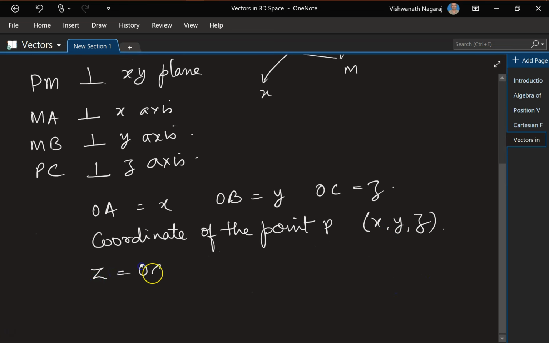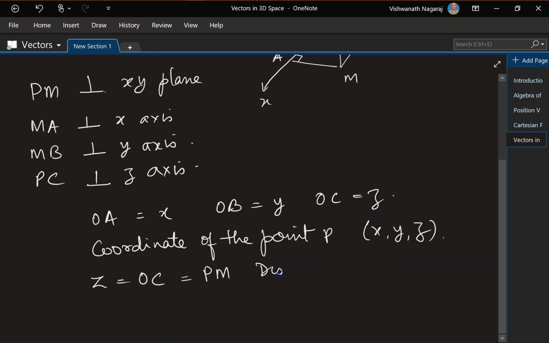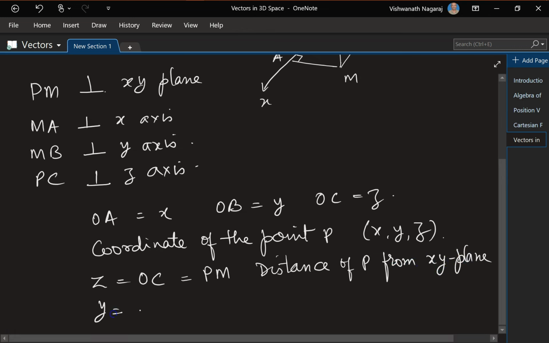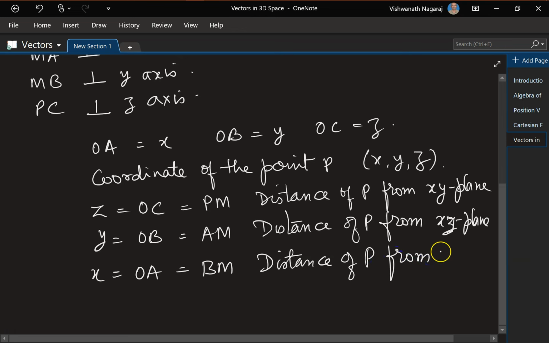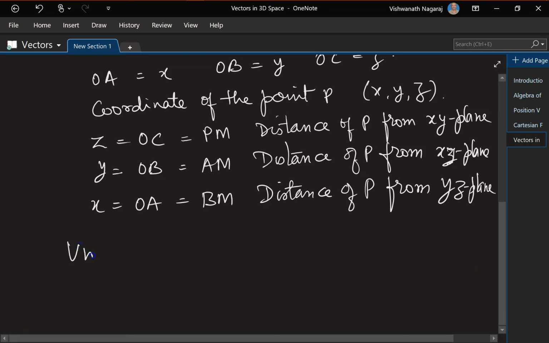Now z, which is equal to OC, is equal to PM. That is the distance of P from the XY plane. y is equal to OB, which is equal to AM. So that is the distance of P from the XZ plane. And x is equal to OA, which is equal to BM. So that is the distance of P from the YZ plane.